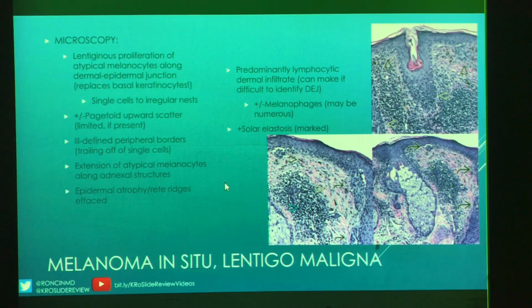As far as inflammation, we always see a little bit within the dermis, and there is an inflammatory component with melanoma in situ, lentigo maligna. It's going to be mostly lymphocytic, and within your papillary dermis for the most part, so very superficial, and that can make it very difficult to identify where that basal layer, that DEJ, is. You may or may not see melanophages in your case, and they may or may not be numerous. And of course, because this is related to sun exposure, UV damage, there's going to be solar elastosis.